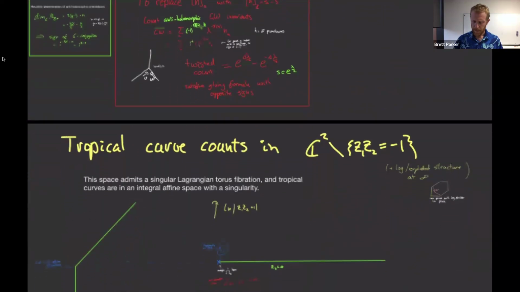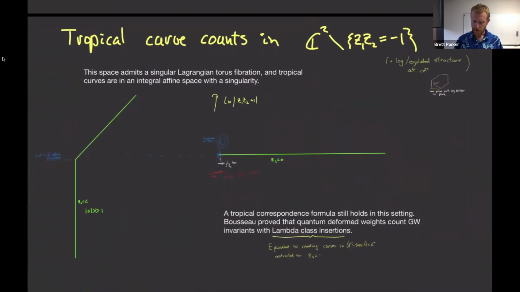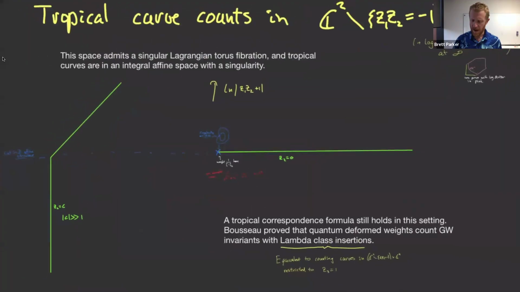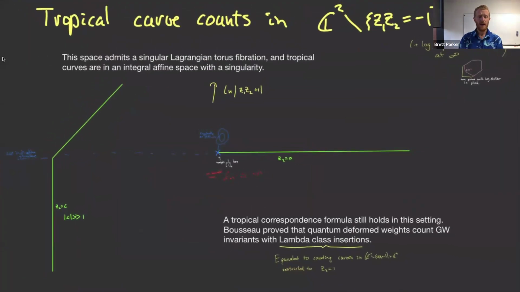I just want to talk here about a case where tropical curve counts in a two-dimensional space are a little bit more interesting. So the space is C squared minus this line where z1 z2 is equal to minus 1.